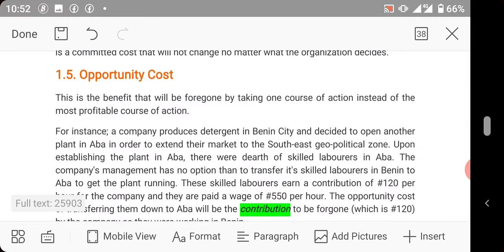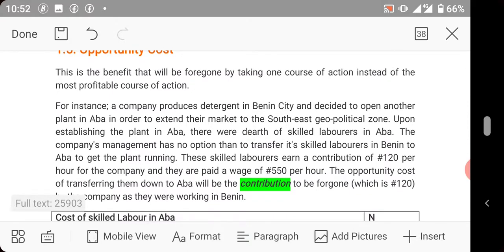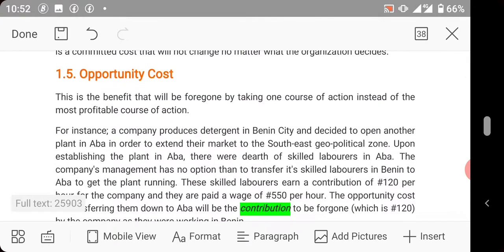Opportunity cost. Now, this is where the issue arises. As an accounting or ICAN student, if you have a perfect understanding of opportunity cost, you will definitely excel. Now, opportunity cost, I gave in a detailed note and example which you will read up. This is the benefit that would be foregone by taking one course of action instead of the most profitable course of action. That is opportunity cost.